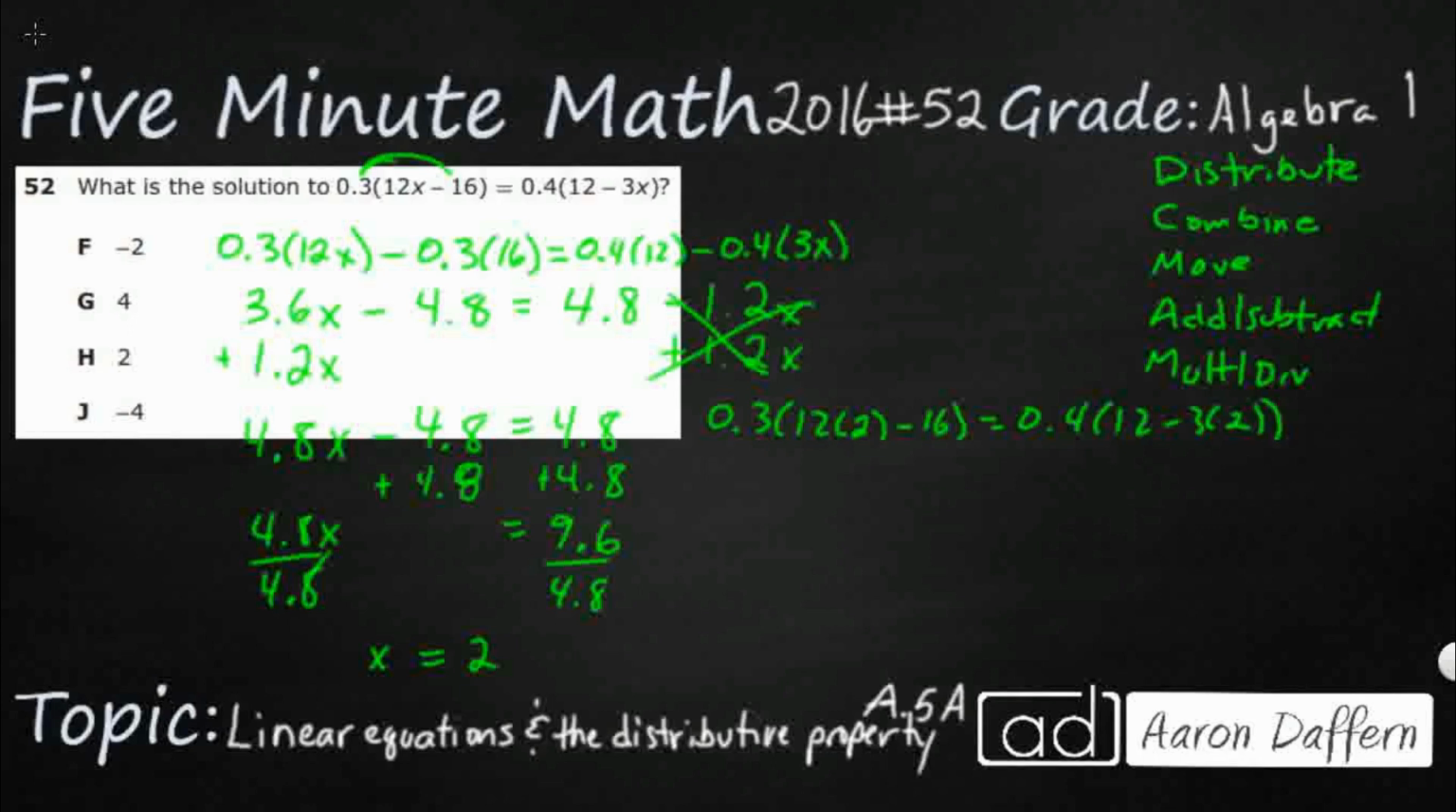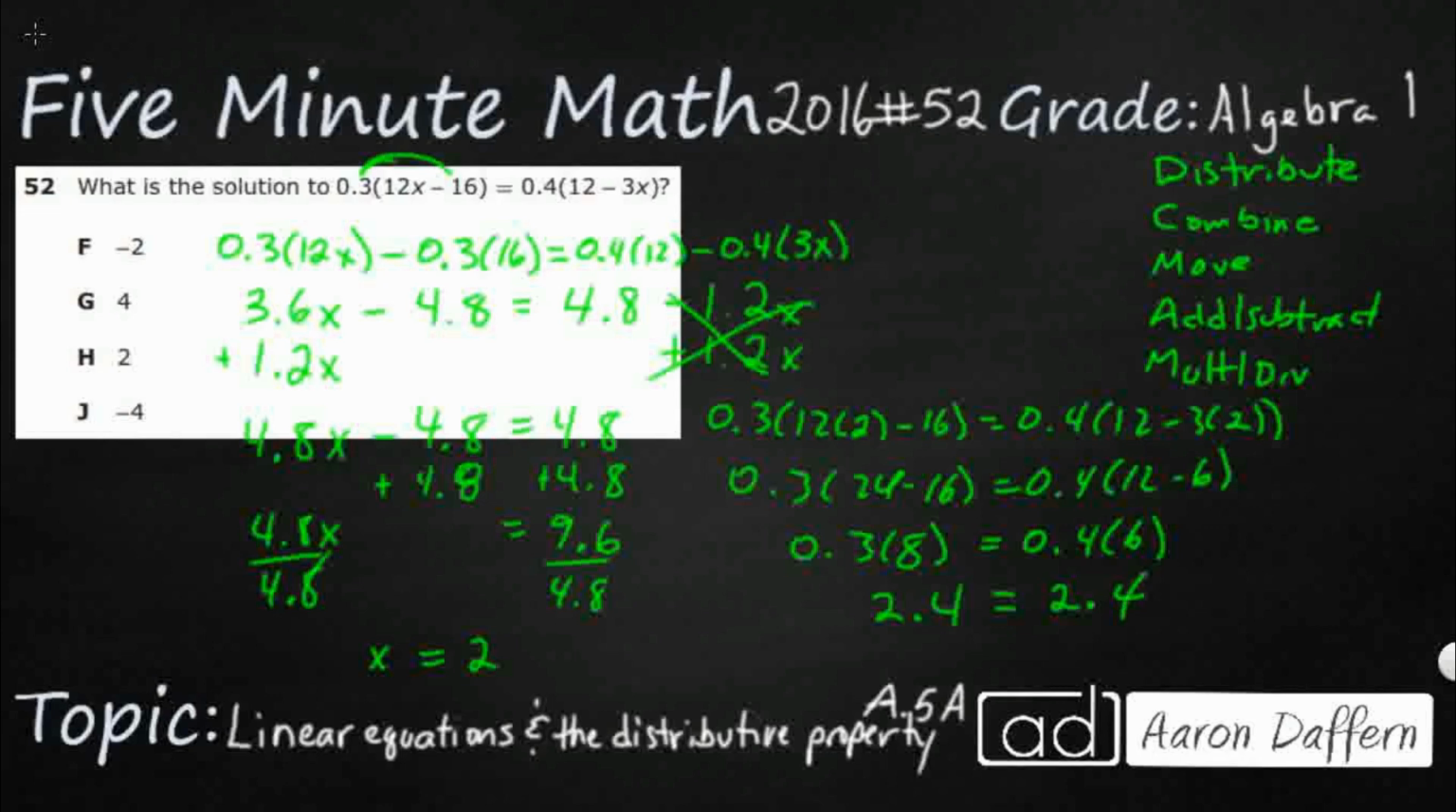So what does that really mean? We've got 0.3, and that's 24 minus 16, equals 0.4 times 12 minus 6. So that's 0.3 times 8 equals 0.4 times 6. So get the calculators back out. 0.3 times 8, 2.4. And what do you think 0.4 times 6 equals? 2.4. So that balances out. True equation, so we can say that x equals 2, and our answer here is H.